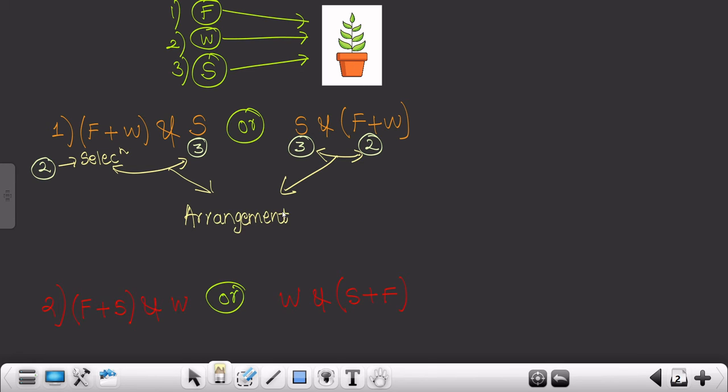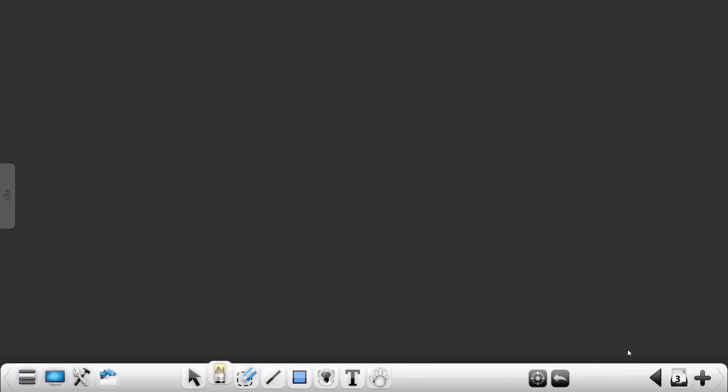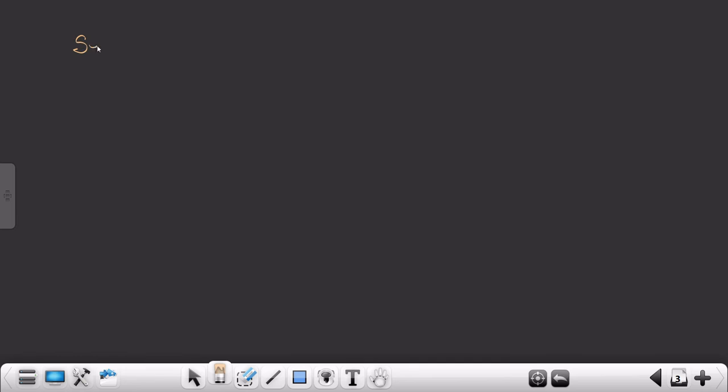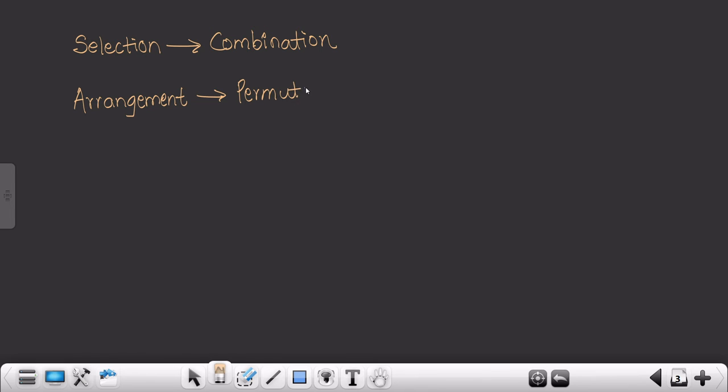So my dear students, whenever you come across this particular term, that is selection, selection is nothing but combination. And whenever you come across this particular word, that is arrangement, that is nothing but permutation. I hope you are getting my point, like how you are going to use this in the real world.